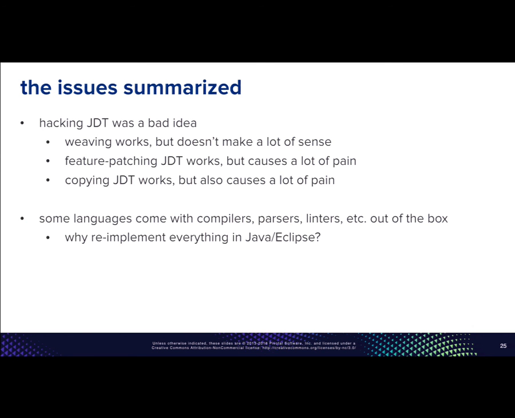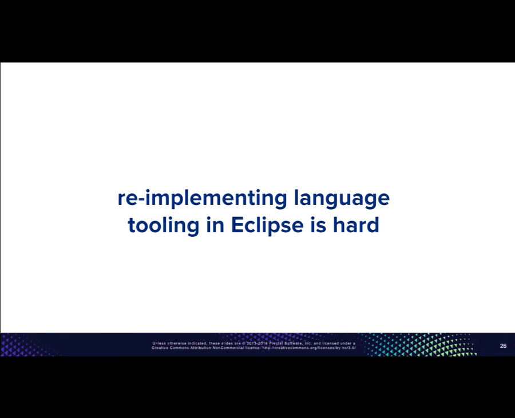And some languages, they already came with compilers and parsers and linters. And you might have heard that in the keynote as well. So they come implemented in different languages, JavaScript and Go and so on. So the question for us was also why do we have to re-implement everything in Java just to get it into Eclipse? And that's really the hard part of getting the tooling for those kind of languages, Scala, Groovy, and more into Eclipse. We really need to implement everything.